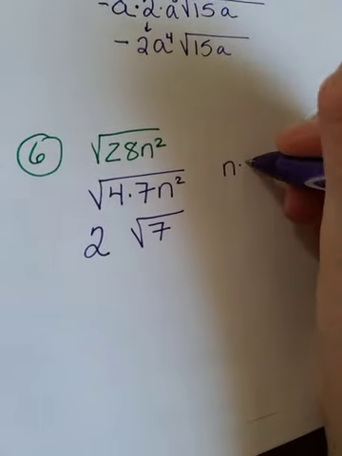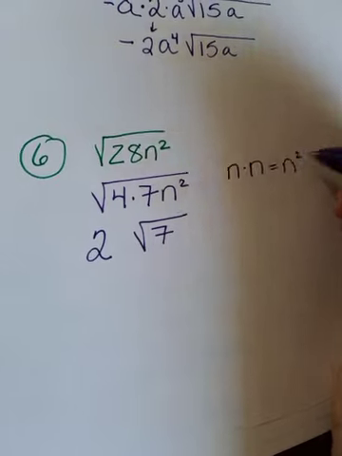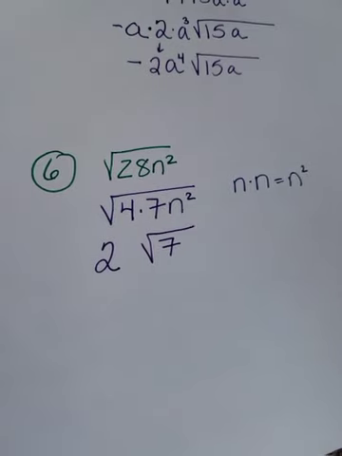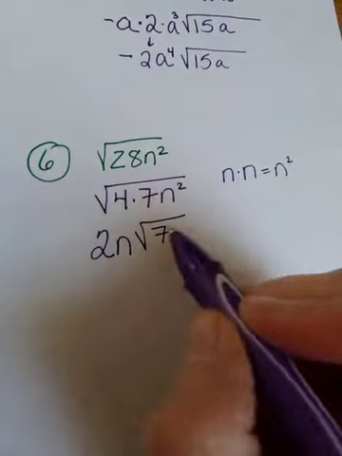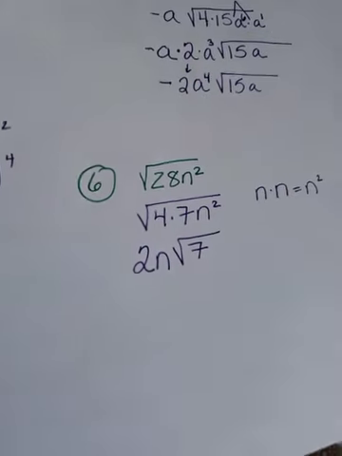The square root of n squared, again, you're asking yourself, n to what power times that same power equals n squared? You're going to say is 1. You're done because there are no perfect squares that go into 7.